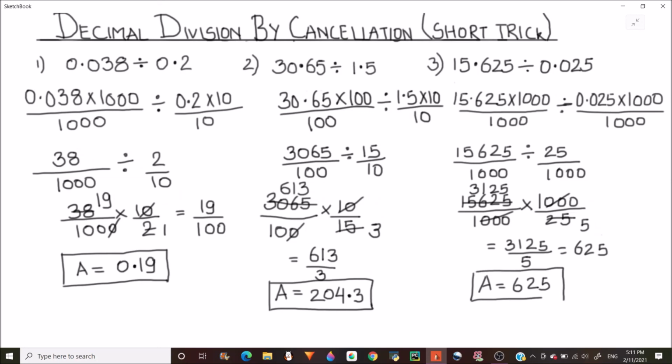So this is how you can do decimal division by using the cancellation method. You can make the problem very easy to solve by using this short trick, and I hope this is helpful to you.